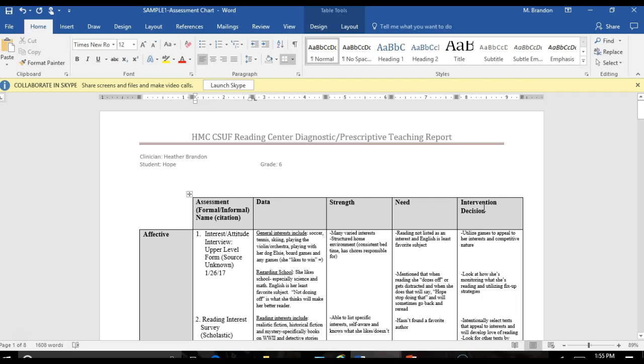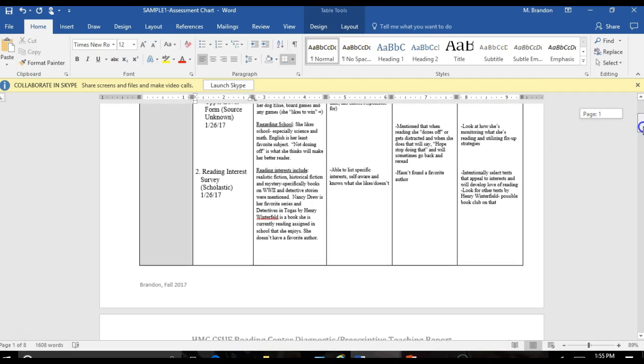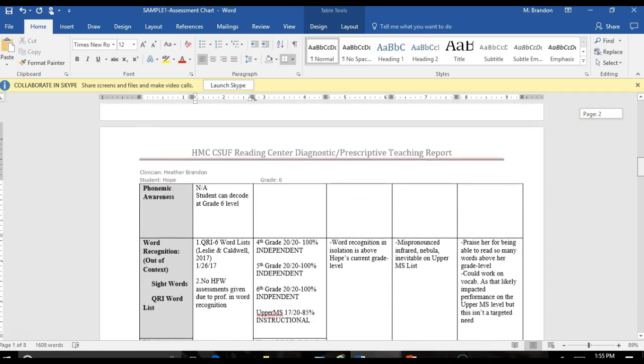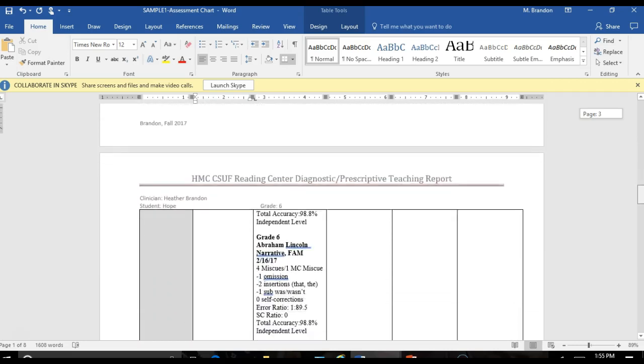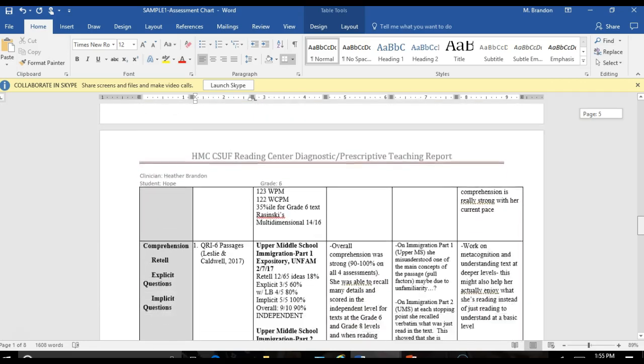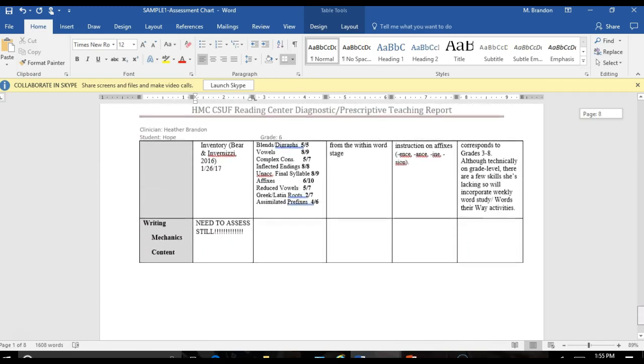So by the end of week 4 and the end of your assessing, you should have very concrete focus areas to start with that you're going to then make into your goal areas so that you know where to go with your intervention. Then on the left side, the rows we have are just each of those key areas of reading. So we have the affective domain, phonemic awareness, word recognition out of context, then word recognition in context, fluency, comprehension, vocabulary, spelling, and then writing.